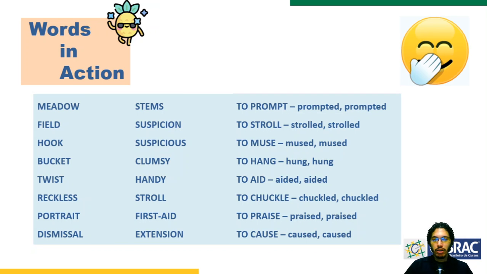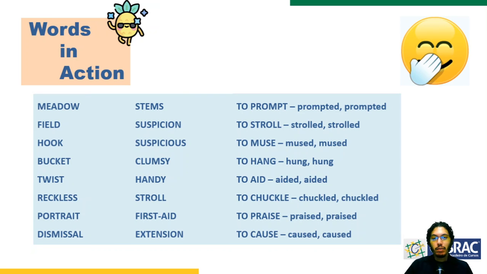Many words there. I'm gonna go through them real quick. Okay, so in Portuguese, meadow é o bosque, field é o campo, hook é o gancho, bucket é o balde, twist é uma torcida, quando você torce alguma coisa. Reckless seria uma pessoa descuidada. Portrait é um retrato. Dismissal é quando você manda embora. Stems é o caule. Suspicion é uma suspeita. Suspicious é uma pessoa suspeita. É o substantivo. É o adjetivo. Suspicion, substantivo. Suspeito, suspeita. Eu tenho uma suspeita sobre isso. E suspicious é a pessoa suspeita. Aquele cara é suspeito. Aquela mulher é suspeita.